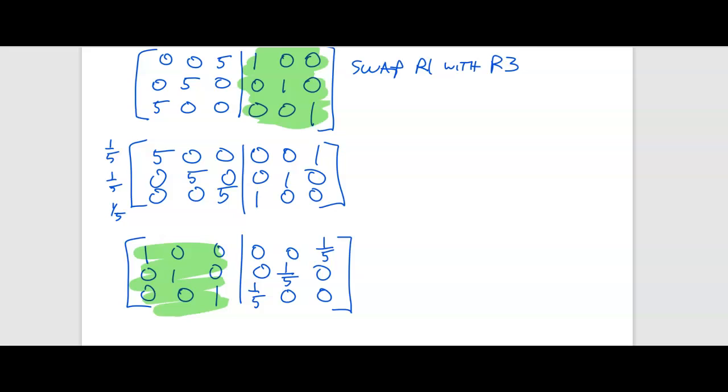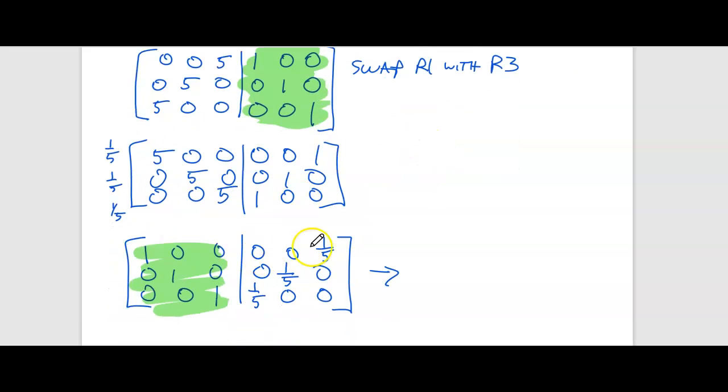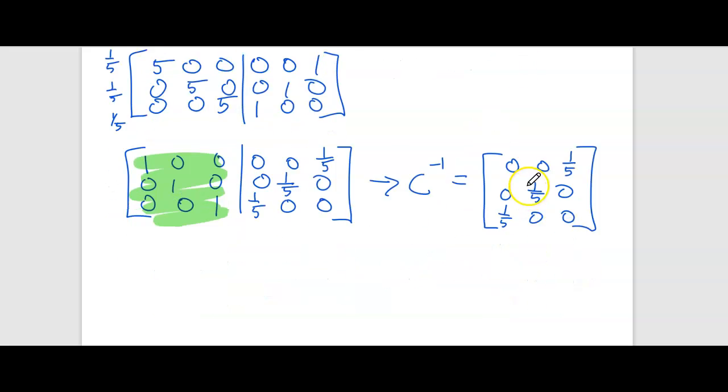That's the process of finding the inverse. This was C, I believe, C. The right side is the inverse. Matrix brackets, and there we have it.